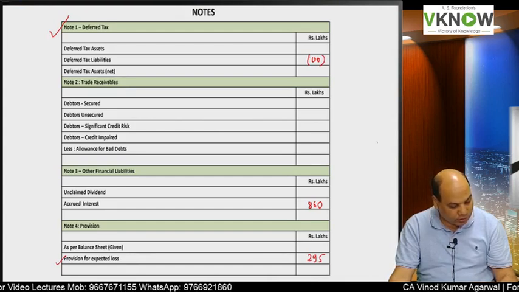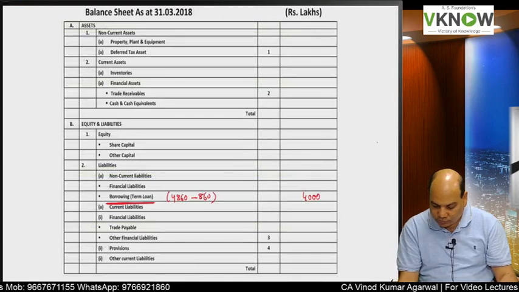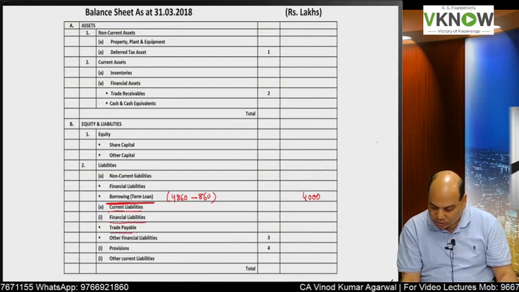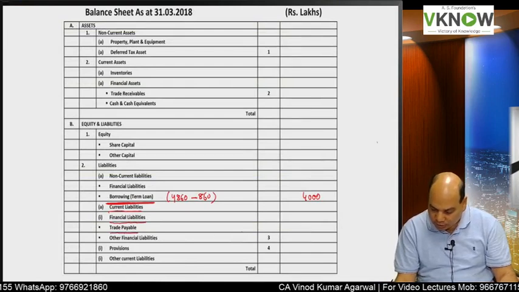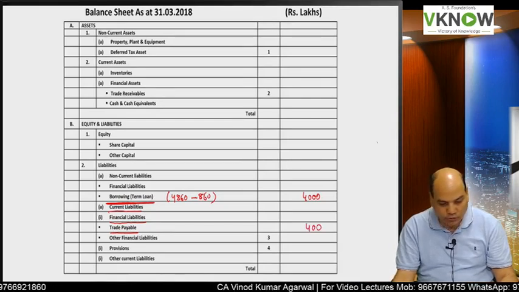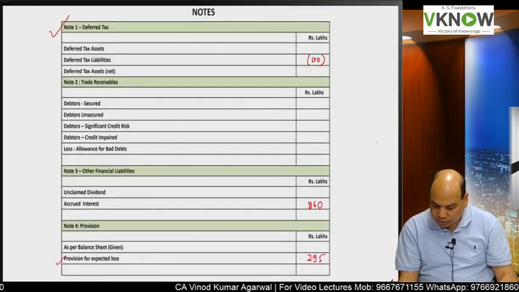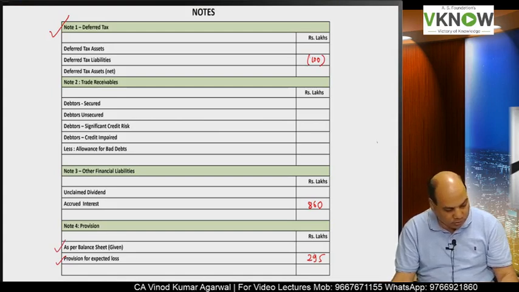Current liabilities, trade payable. Do we have any note on trade payable? No. So trade payable will come in balance sheet. Current liability, financial liability, trade payable. Directly write in the outer column 400. Then short term provision, we have a note. As per balance sheet, short term provision as per balance sheet given is 310.